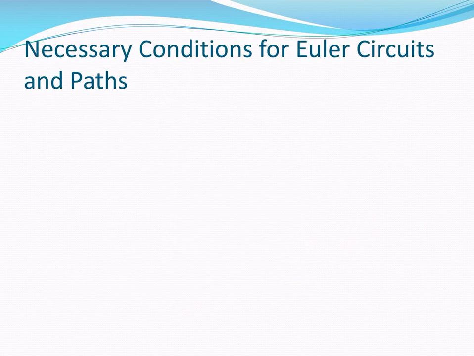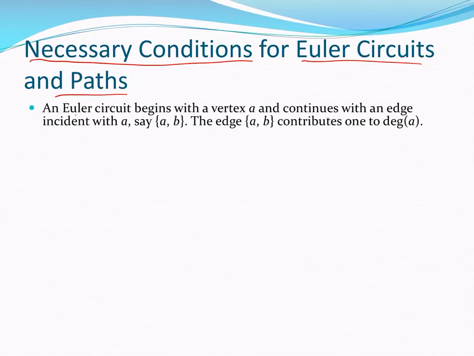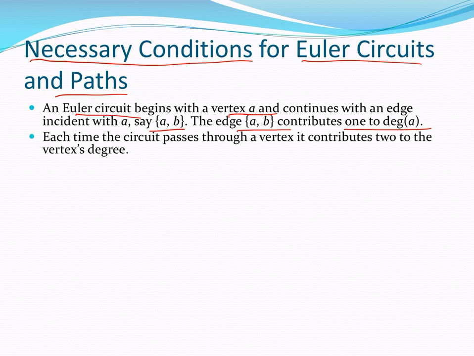So let's talk about the necessary conditions for Euler circuits and paths. That means if there is an Euler circuit, what must be true about the graph? So if we have an Euler circuit, starts at a vertex A, let's follow it around all the vertices. And the edges that touch these vertices, the first one contributes 1 to the degree of A. And then every time a circuit passes through a vertex, it contributes 2 to that vertex's degree, once to enter the vertex and once to leave the vertex.